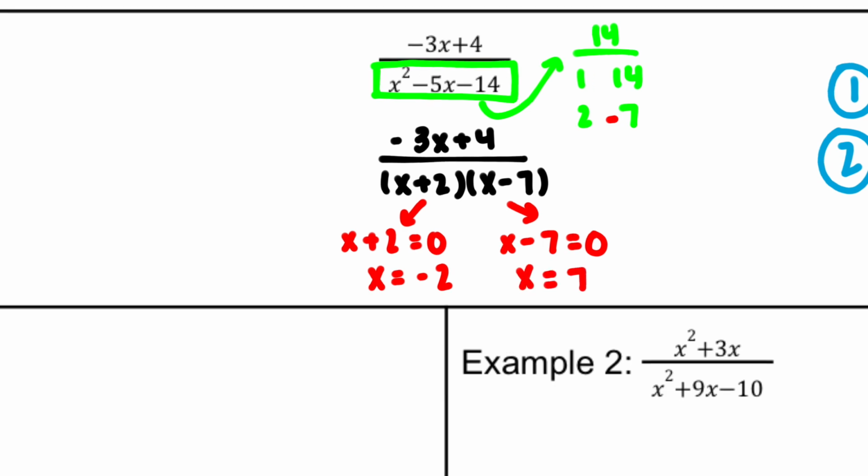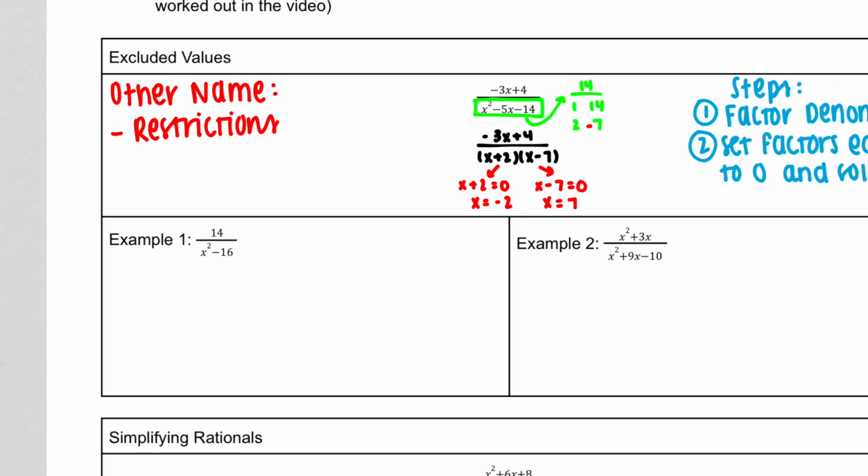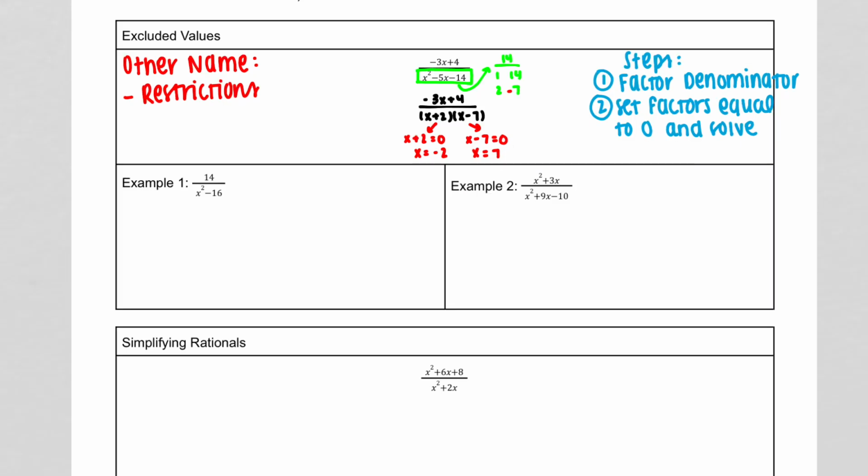So for this example, my excluded values or my restrictions on the domain are x equals -2 and x equals 7. Like I said before, you are responsible for doing example 1 and example 2 on your own in order to get full credit for this activity.